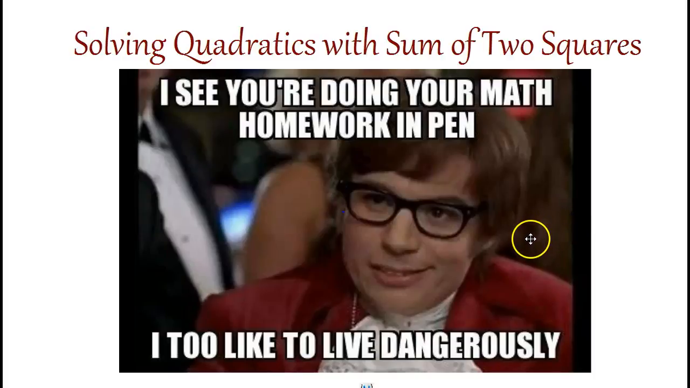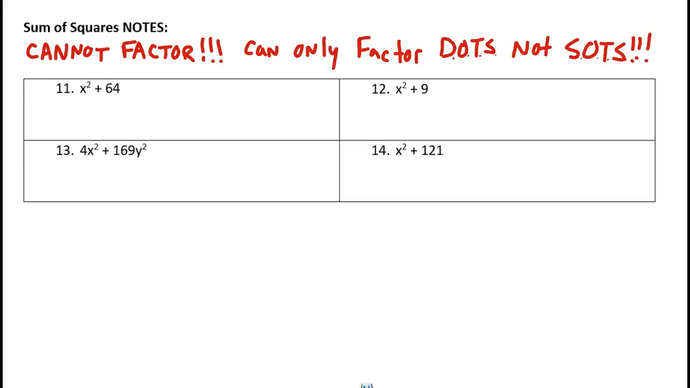Ezra. In the last video we talked about how to solve quadratics with the difference of two squares, which we sometimes call the DOTS method. Today we're going to talk about how to solve quadratics with the sum of two squares, which we sometimes call the SOTS, S-O-T-S, method. So let's get started.